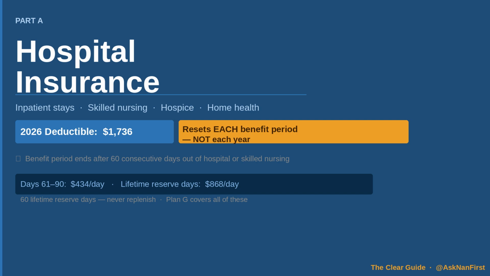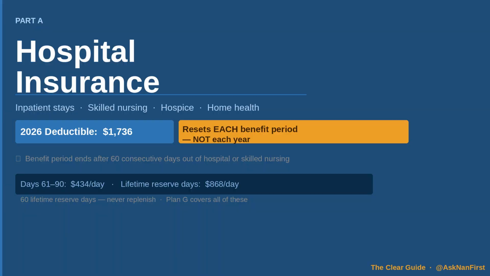Here's the good news. Most people get Part A free if they or their spouse worked and paid into Medicare taxes for at least 10 years. But, and this is important, it is not free when you use it. There's a deductible for each hospital stay, and it's not a yearly deductible like you might be used to. It resets each benefit period. That surprises a lot of people. In 2016, that deductible is $1,736 for each benefit period.